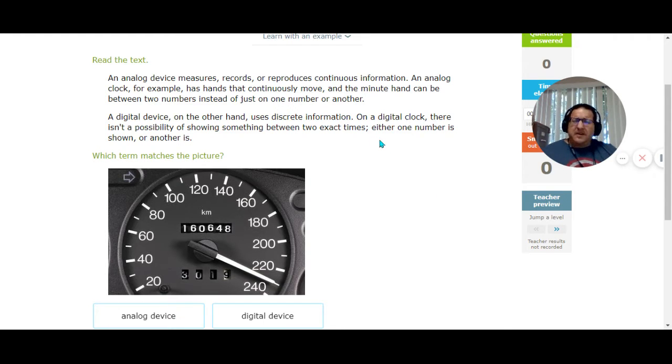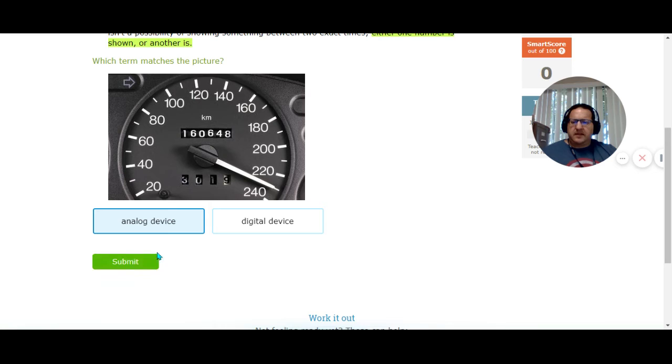Well, if I didn't already know the answer to this question, of course, I could see right here where it says either one number is shown or another is. That probably is telling me that this picture is not a digital device. Up here, when it talks about continuous movement, I could probably note that that's what this does. Now, if you haven't driven before, or I guess played a video game that involves a dashboard, you might not recognize this, but for the most part, you probably do, and you'll recognize this as an analog device.